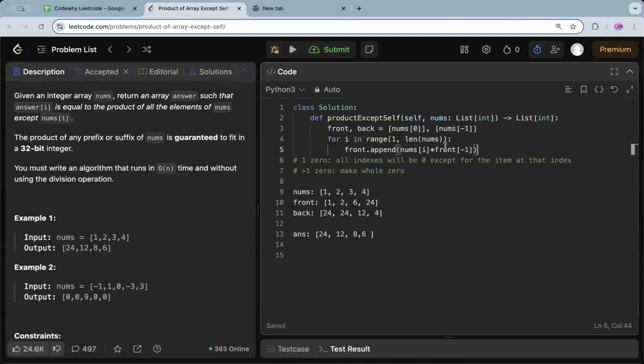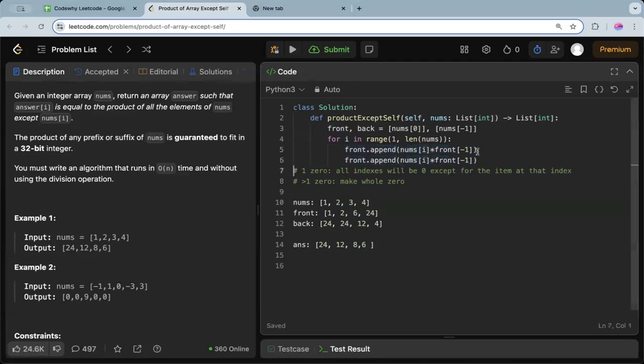Okay. So why do we do front -1? Because we will be appending nums i, which in this case would be the first index. So first index nums i multiplied by what came before it. So if it's this one, it'll be 3 multiplied by what came before it. 4 would be 4 times what came before, which is 6, and it gives 24. So that's why we do this. So front -1 will give us the last item in the front variable array. Likewise, we would need to do this for the back as well.